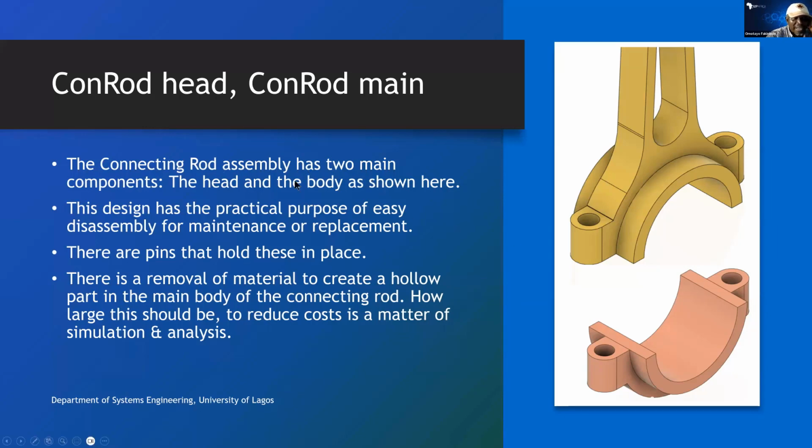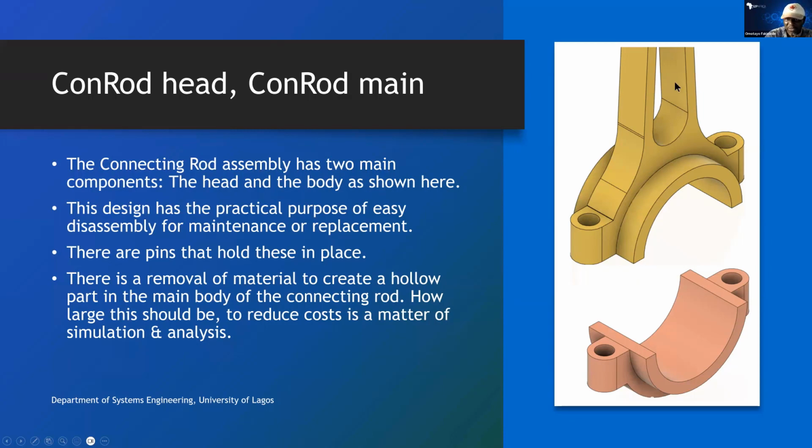The connecting rod assembly has two main components, the head and the body, as shown here. This design has the practical purpose of easy disassembly for maintenance or replacement. There are pins that hold this in place, and there is a removal of material to create a hollow part in the main body of the connecting rod.